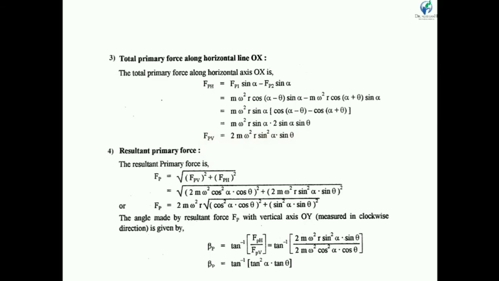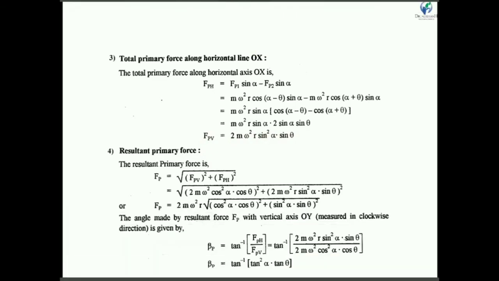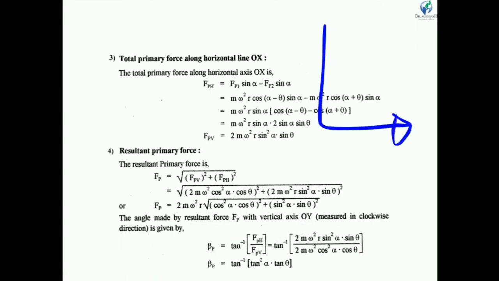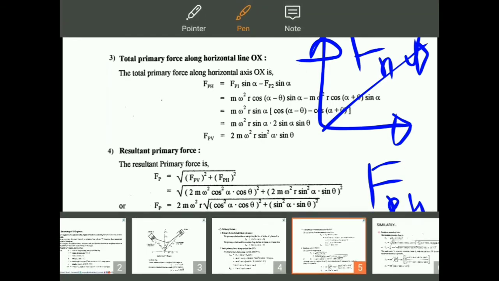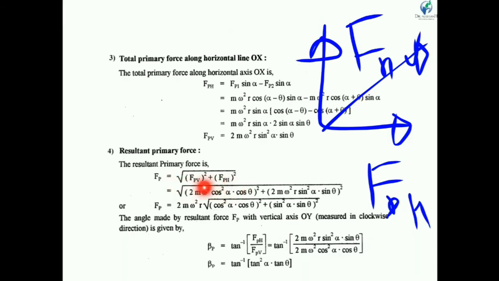Now we have two components, one is a vertical component and the other is a horizontal component. So horizontal component is FpH and here FpV. So we can obtain the resultant. So resultant FpR is equal to under root FpV square plus FpH square. If we put the value and simplify the equation, then we obtain Fp is equal to m omega square r under root in a bracket cos square alpha into cos theta whole square plus in a bracket sin square alpha into sin theta whole square.